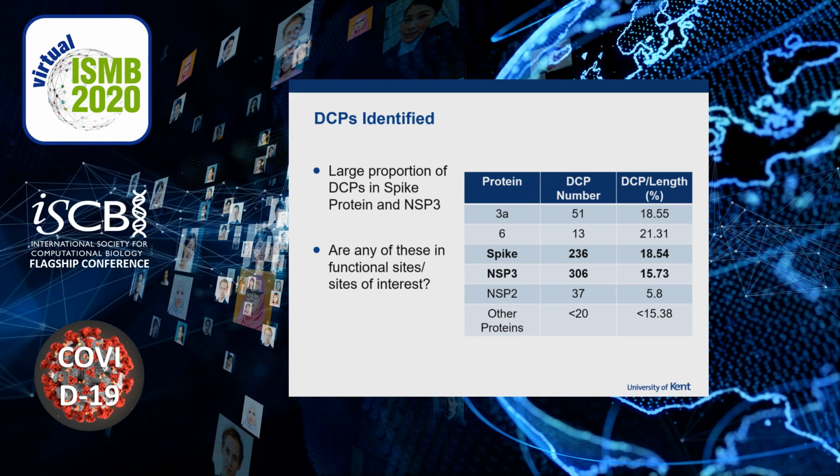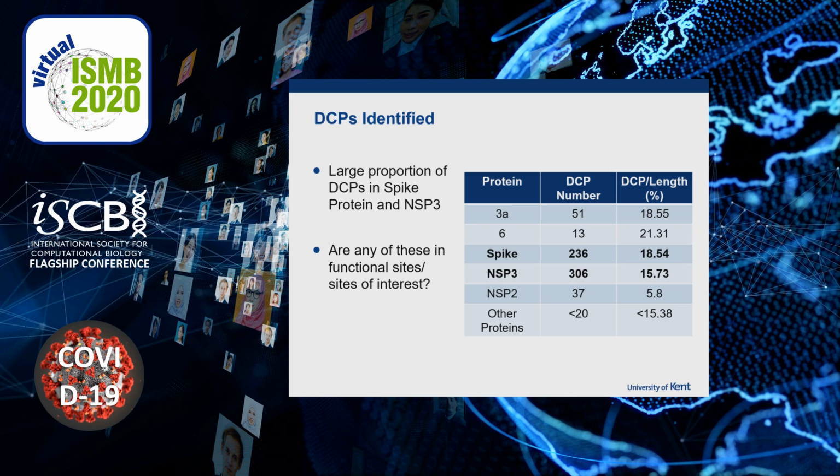And here's what we found. We saw a large proportion of DCPs in the spike protein and non-structural protein 3, which is unsurprising as they are the largest of all the proteins in coronavirus. But we also saw that there was an enrichment of DCPs in these proteins as well, so it covers 18.54% and 15.73% for each of these respectively.